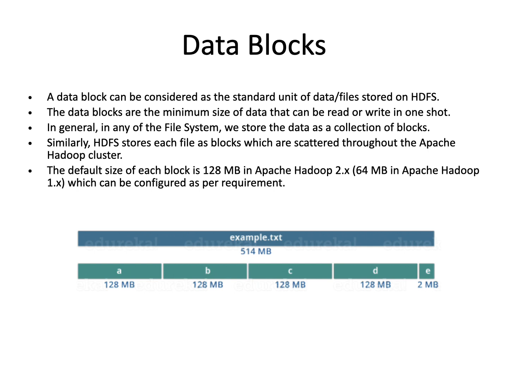And in general, in any file system, we store the data as a collection of blocks, and this stores each file as blocks which are scattered throughout the Apache Hadoop cluster. The default size of the block is 128 megabyte in Apache Hadoop, which can be configured as per the requirement. This size of 128 MB is a multiple of 64 MB in Apache Hadoop.